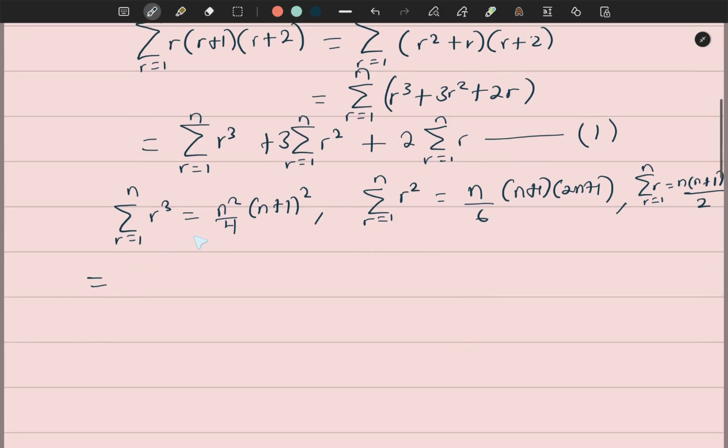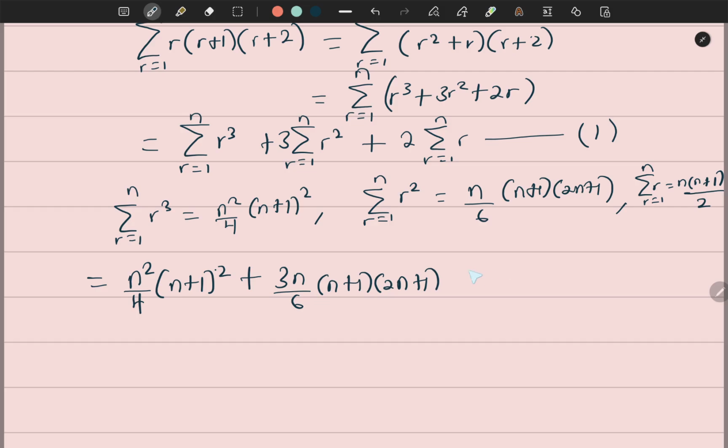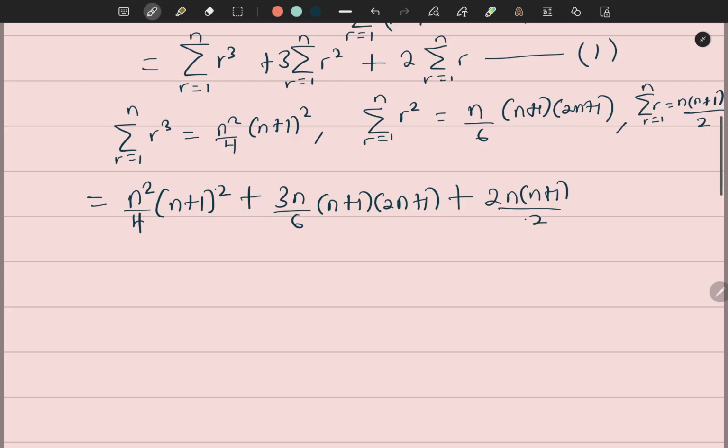By doing so, this can be written as n squared over 4 times (n plus 1) all squared, plus 3 times n over 6 times (n plus 1), then (2n plus 1). All right, and the last one, which is 2n times (n plus 1) over 2. When you look at these three terms, we have two factors common to each of these. n is common, then n plus 1 is also common.